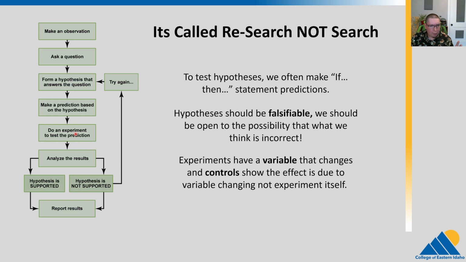So we're going to talk a little bit more, especially in lab, about the experiment part of things. Experiments have multiple aspects to them. We have variables. These are things that change. There are actually multiple types of variables. And we have controls. Controls are important to show that everything's working properly and that the effects that we observe are due to changing variables, not just the process of doing the experiment itself.